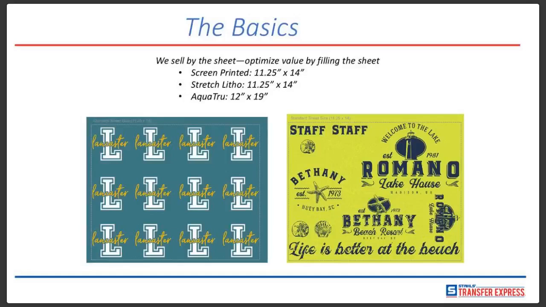We do also have a hybrid ink called Stretch Litho. That is a full color print, so you can send us artwork with lots of detail, lots of colors, and the size of that sheet is 11.25 by 14. And we do have a water-based ink called Aqua True. The sizing of that sheet is 12 inches by 19 inches. So with Aqua True, you can fit a lot of left chest images, full fronts, sleeves, all kinds of images that you can gang onto that sheet.